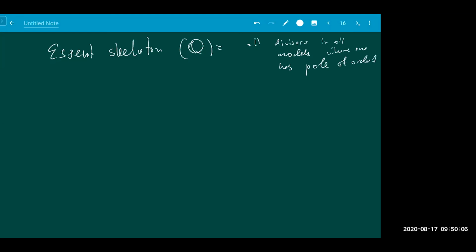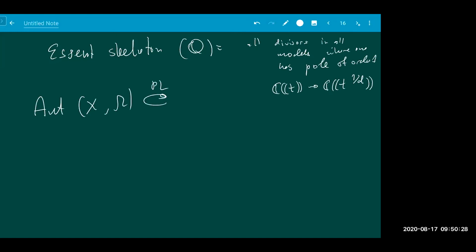Oh, sorry, I forgot. In this situation, one should also allow your field to go to some extension of your field. So we get this piecewise linear space, and the automorphisms of X preserving omega X by piecewise linear maps are based on the essential skeleton.